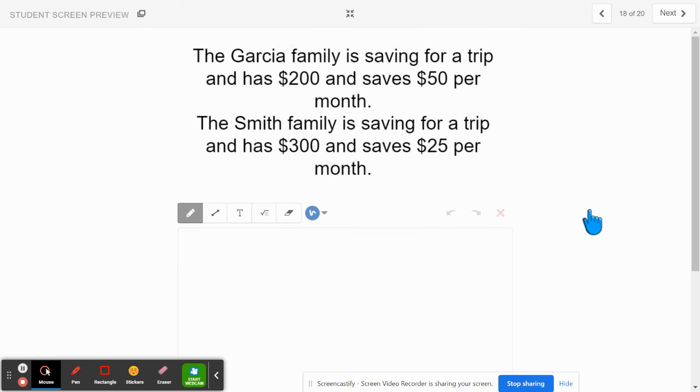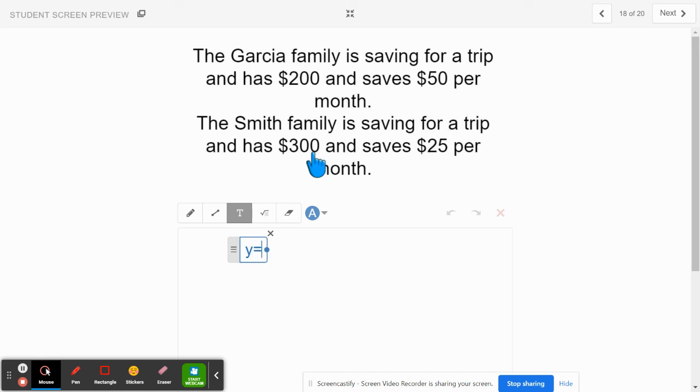All right. The Garcia family is saving for a trip and has $200 and saves $50 per month. The Smith family is saving for a trip and has $300 and saves $25 per month. All right. It wants you to solve it out. I'm going to use the text function here, and I'm going to write this out. If you are writing, who's writing now? I think it's back with A. Write these equations out. How would you write this out? So B, tell A how to write this equation out.